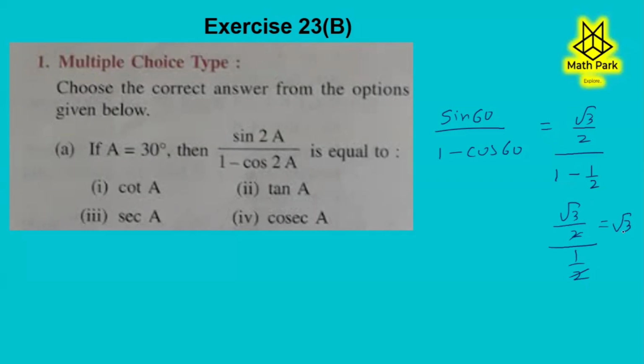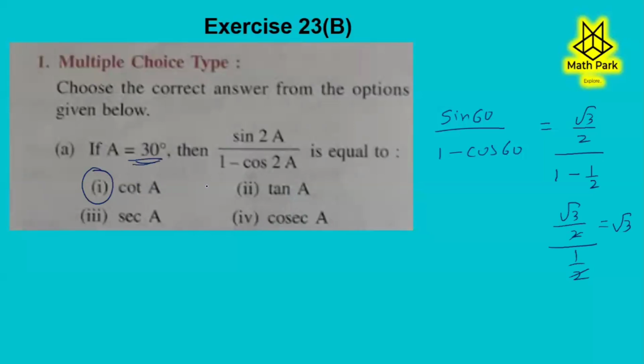And which value is root 3 here? So we have cot of 30 is root 3. So the correct option is cot A, because cot of 30 is root 3, with the value of A given as 30.